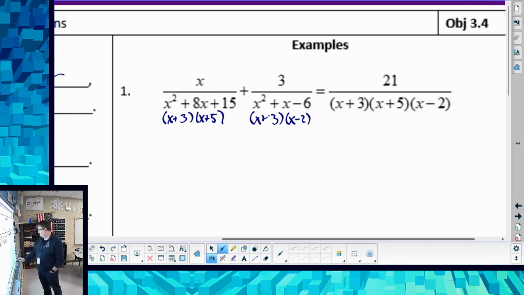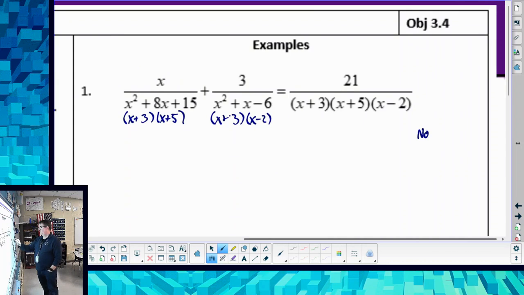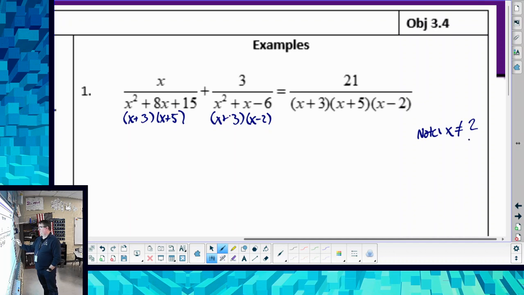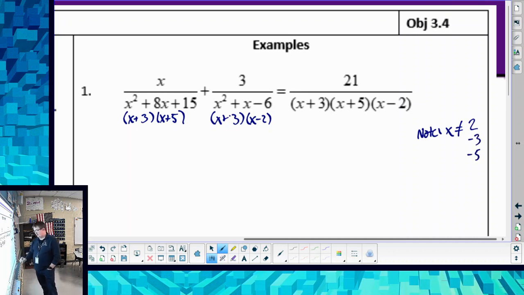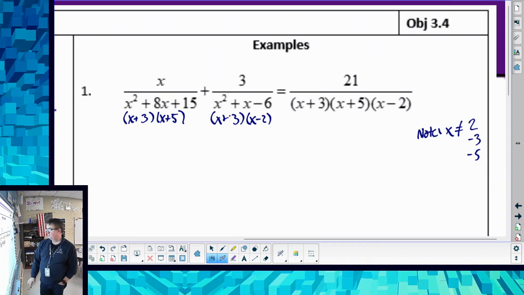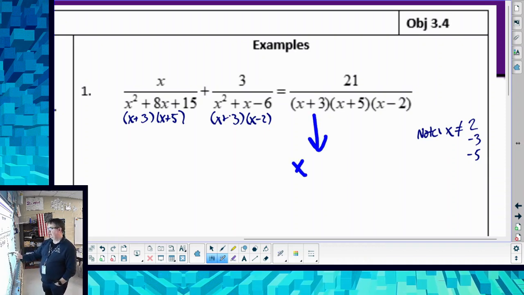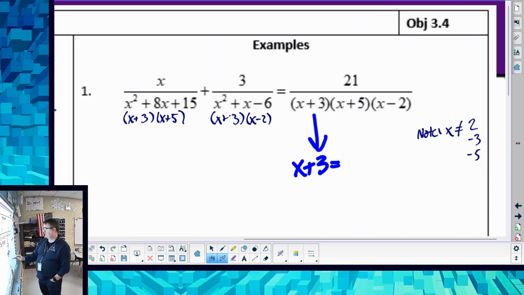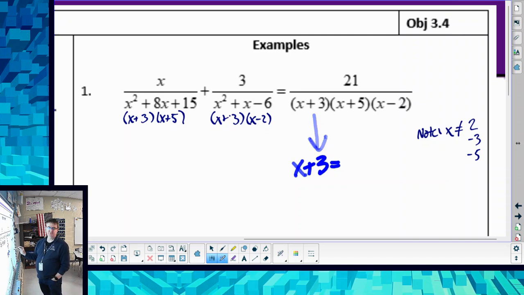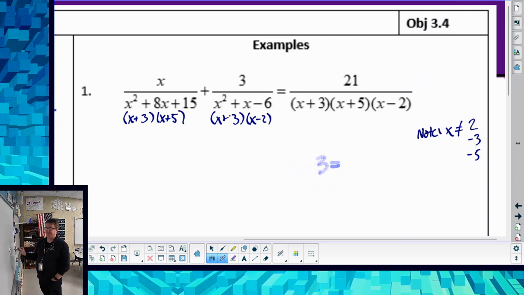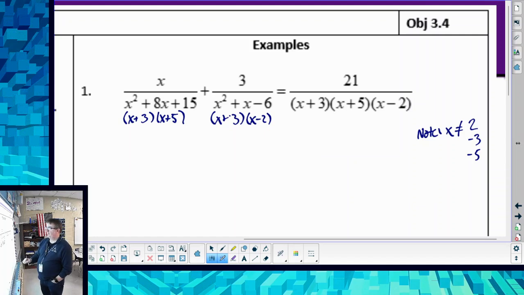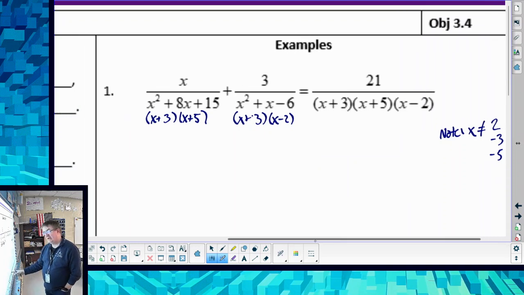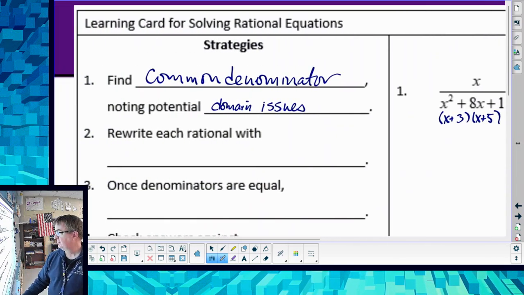Now, note, x cannot equal 2, negative 3, or negative 5. I'm getting those because I'm taking each of these factors and setting it equal to 0 and solving. And then you just solve it if you don't know the shortcut already. When we get our final answers, that's what we're going to have to check against.